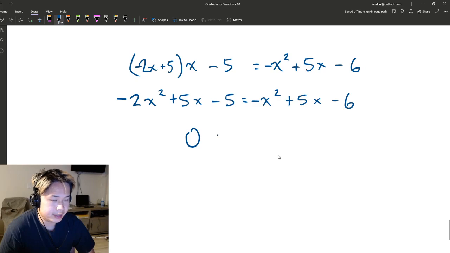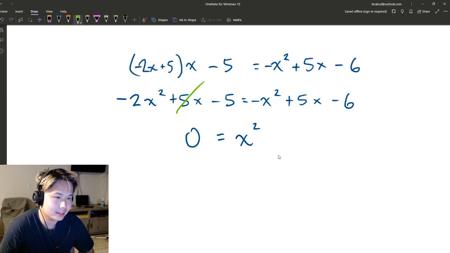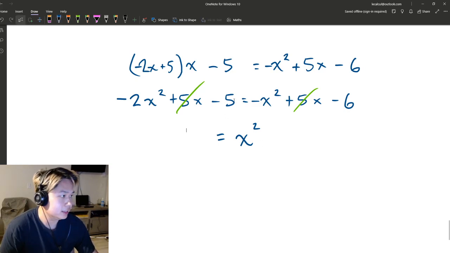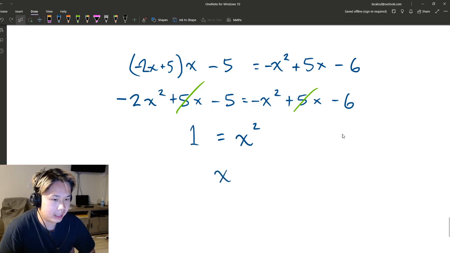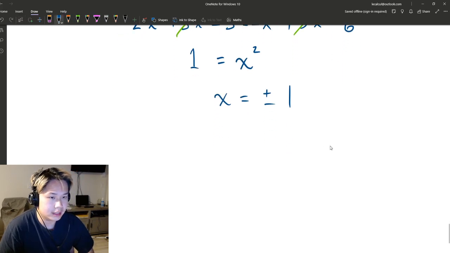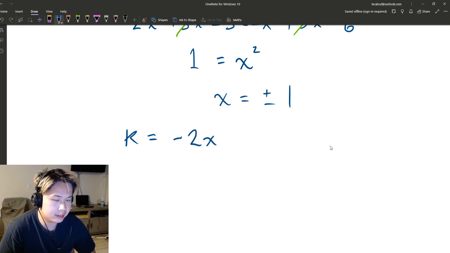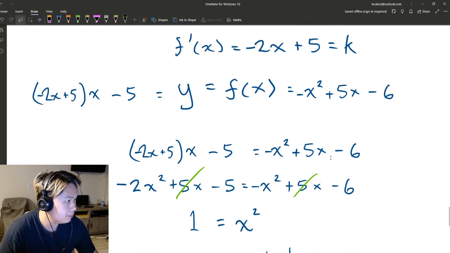Okay, so then moving everything to the right side, I'll get x squared. The 5x's still cancel. Ah, okay. And then let's keep the negative 5 on this side. And then if we move the 6 over, you have negative 5 plus 6, which is 1. So x is plus or minus 1. Okay, and then, again, the question was to find k, and k should be equal to negative x plus 5.